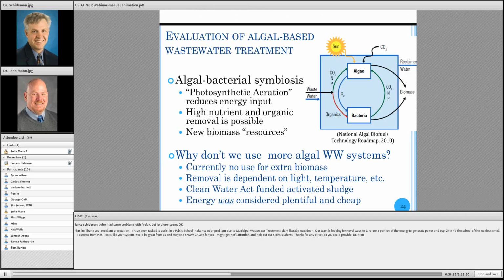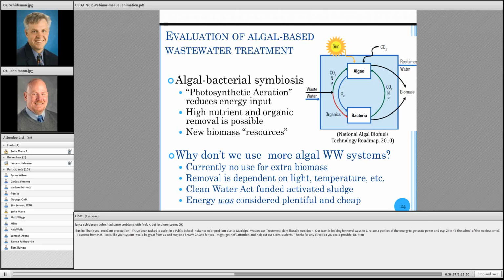Why don't we use more algal wastewater treatment systems? Currently, there's no use for the extra biomass. That material is mostly being land applied, and so it's usually a cost-negative endeavor to get that out to the fields and applied. Because people right now are focused on the aerobic systems, they are not necessarily interested in making extra biomass. The removal is more dependent on light and temperature and other factors than bacterial biomass, so it's a little bit more difficult to operate than a conventional wastewater treatment process.